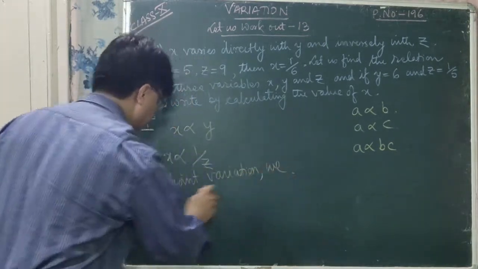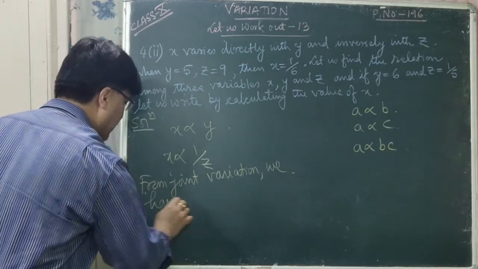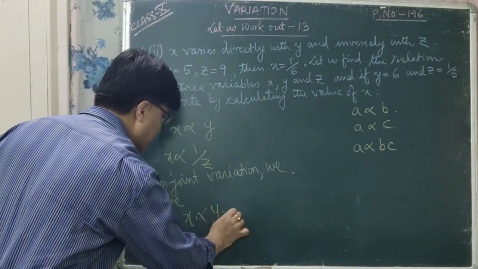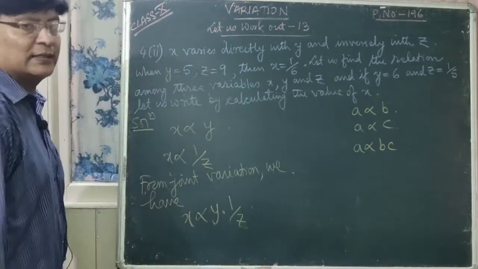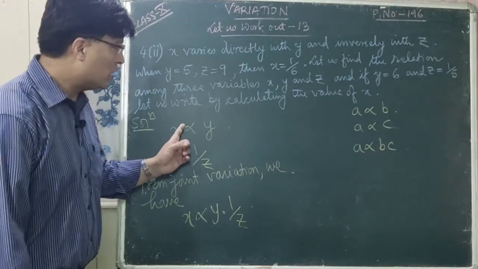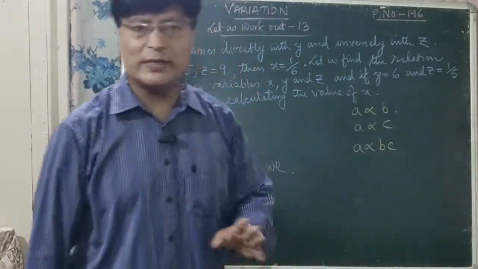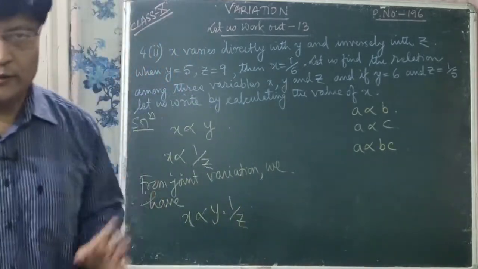So from joint variation, what can you write? This is x proportional to y into 1 upon z. Is that clear? So it is just like your A proportional to B and A proportional to C. So A proportional to BC jointly by theorem on joint variation, right?